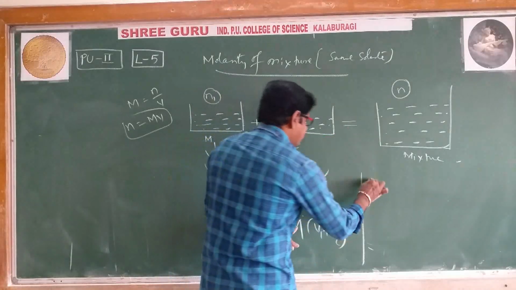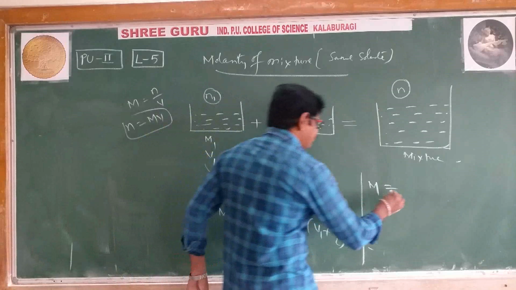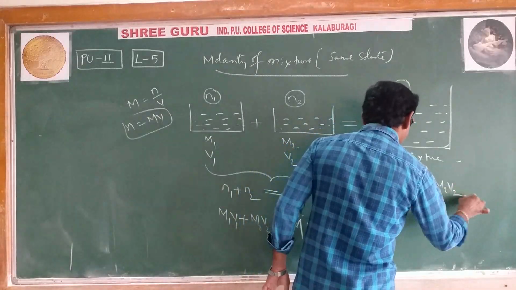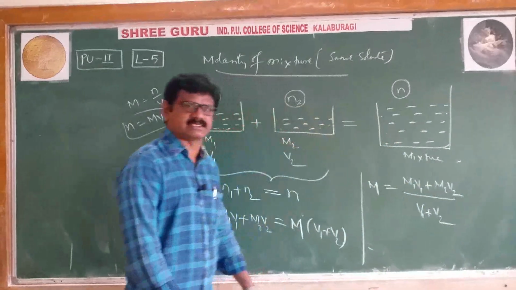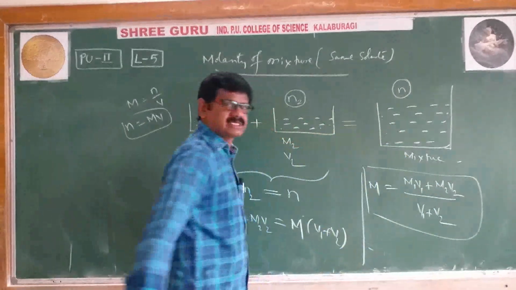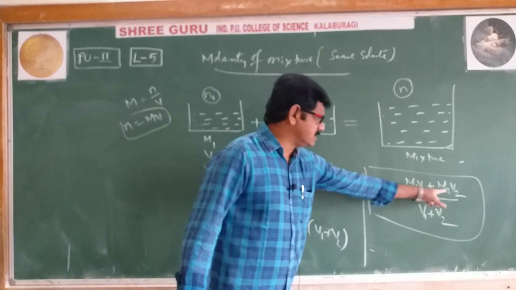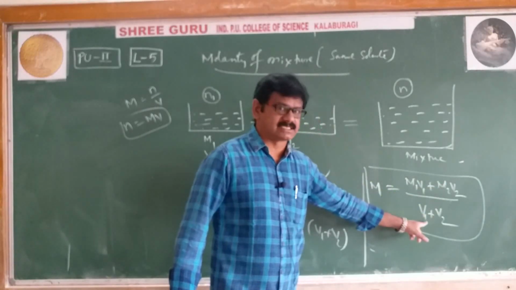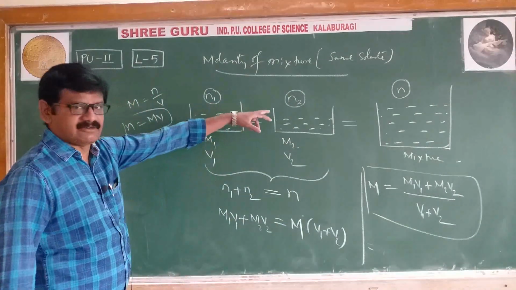Now, this mixture molarity is required. That's why M will come to the LHS. M is equal to M1 V1 plus M2 V2, divided by V1 plus V2. That's it. This is the molarity of the mixture. These two are the before-mixing information, and this is the total volume after mixing. Once again, the molarity of the mixture.